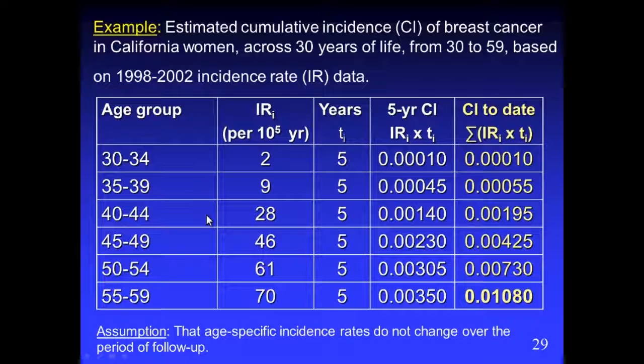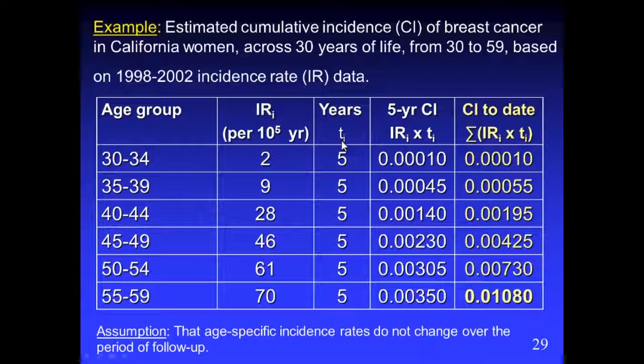So what is the cumulative incidence from age 30 to 59? As with most cancers, the incidence rate increases the older people get. We have these 5-year age groups here, but within those groups the incidence rate differs and increases steadily as women get older, so we need to take that information into account. But each of these is just a 5-year period. So we take the incidence rate for the 30 to 34-year-old group, which is 5 years, and we multiply the incidence rate times the time period, 5.